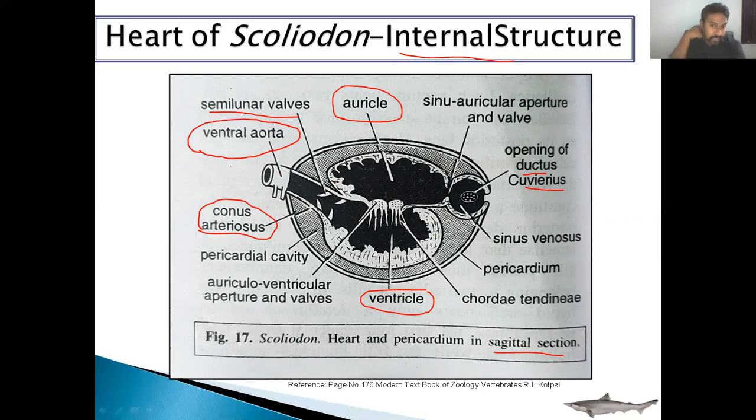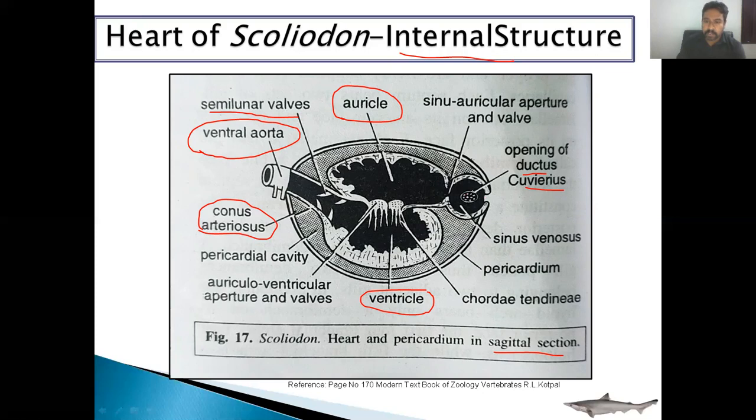So if we study the internal structure of the heart, we find the wall thickness. The sinus venosus, which is the first chamber, and the auricle are both the receiving chambers of the heart. They receive blood, only the venous blood.